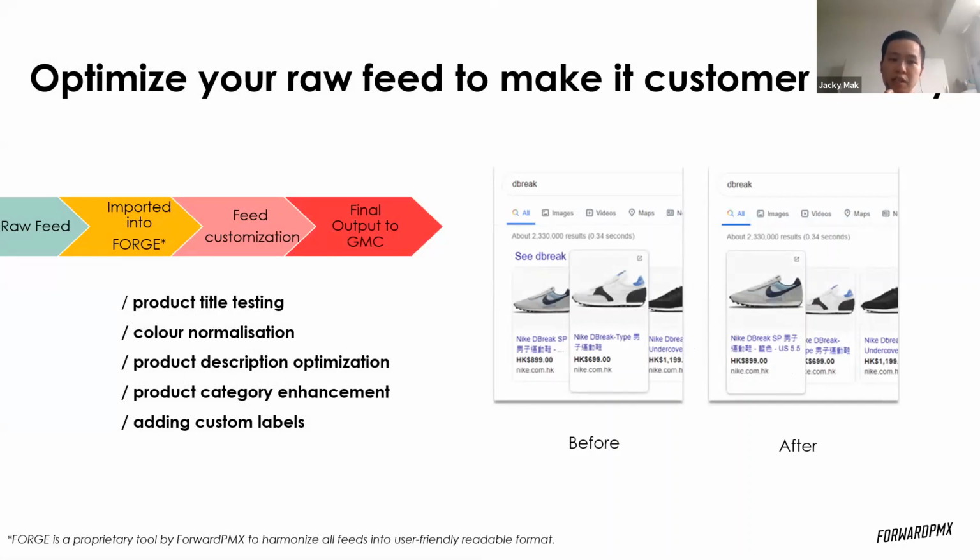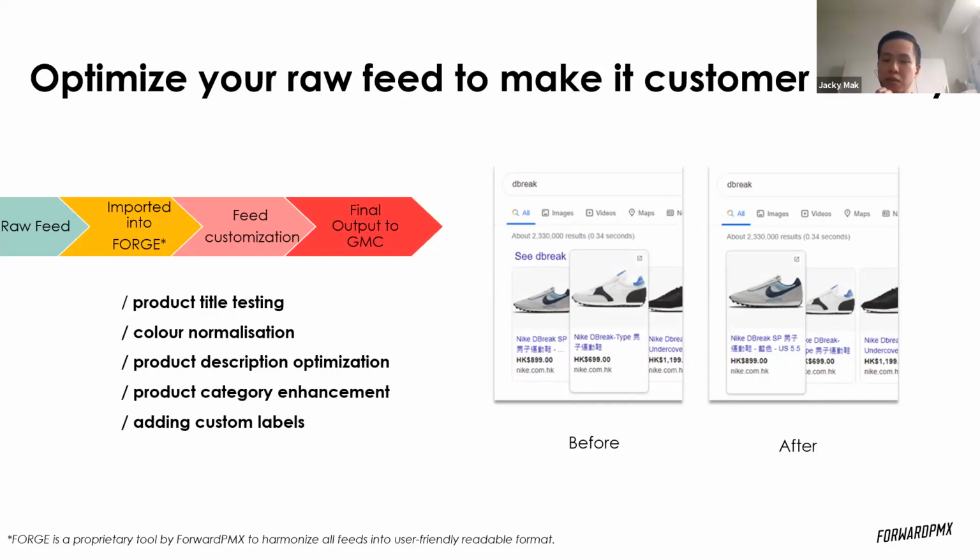A lot of advertisers will just put the raw feed directly into GMC without any modification. But what you can do is export the raw feed to a third-party platform. For us, we have a product called Forge that can help you do the feed customization. With it you can do product title testing, color normalization, product description optimization, category enhancement, or even add custom labels to do bidding optimization as well.